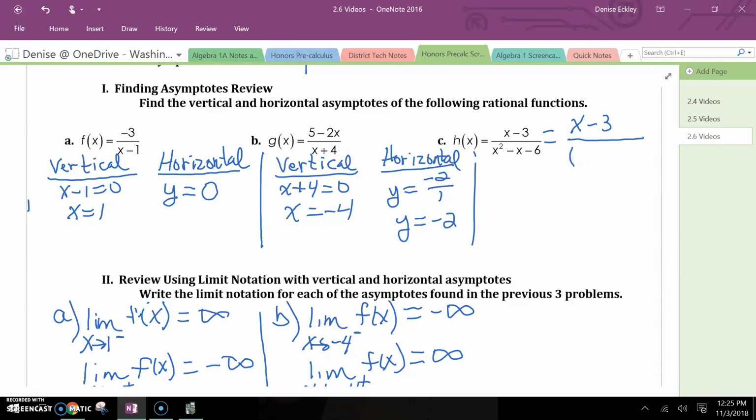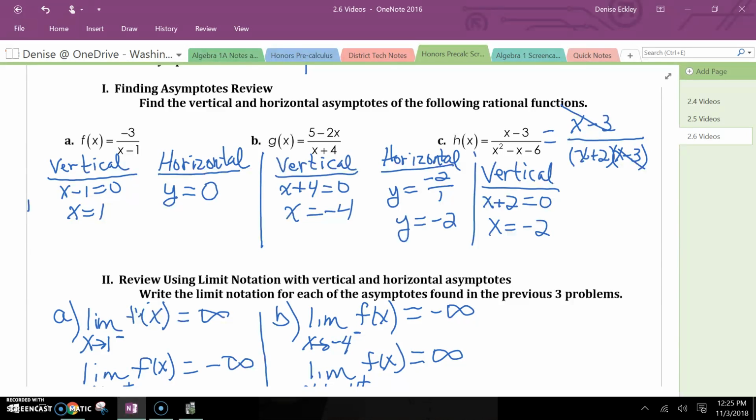So x squared minus x minus 6 factors into x minus 2, x plus 2 times x minus 3. So the x minus 3's will cancel. And that leaves us with only one vertical asymptote. So we are only going to set x plus 2 equal to 0, and we get x equals -2.